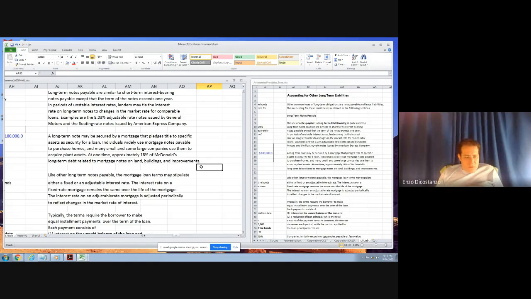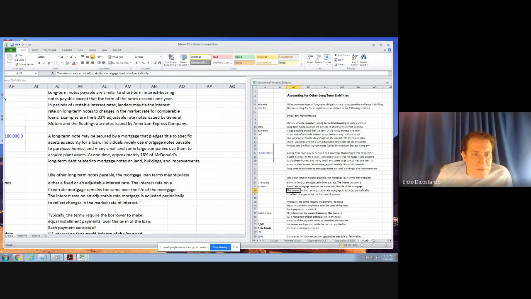Adjustable. Actually, here this was a bit of a typo. Adjustable rate. Okay, which is there. And this is adjustable rate right there. Whoops, it's got to be a space. I'm doing a little bookkeeping as I go along with this.